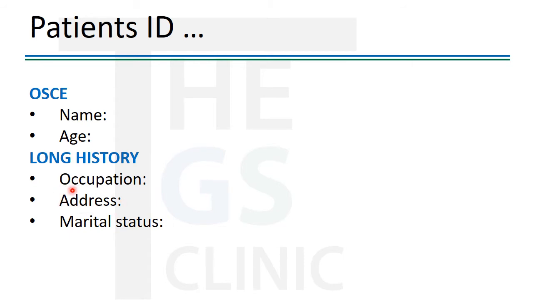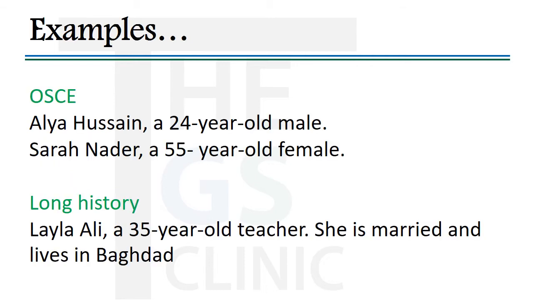patient. So if we're going to take an OSCE, it is just enough to ask about the patient's name and age. But if you're going to take a long history, add to that the occupation of the patient. These are examples. If I'm going to take an OSCE station, I'm going to say Alia Ahsian, a 24-year-old, sorry here, female, not male. So I'm going to say Alia Ahsian, a 24-year-old female, or Sarah Nader, a 55-year-old female. So you say it like that, not "the patient name is."